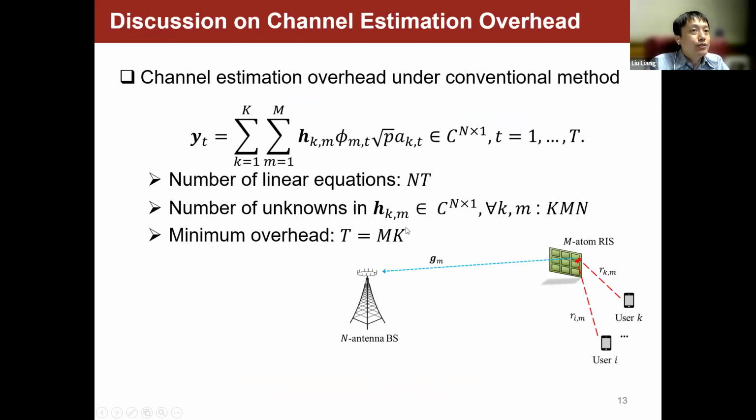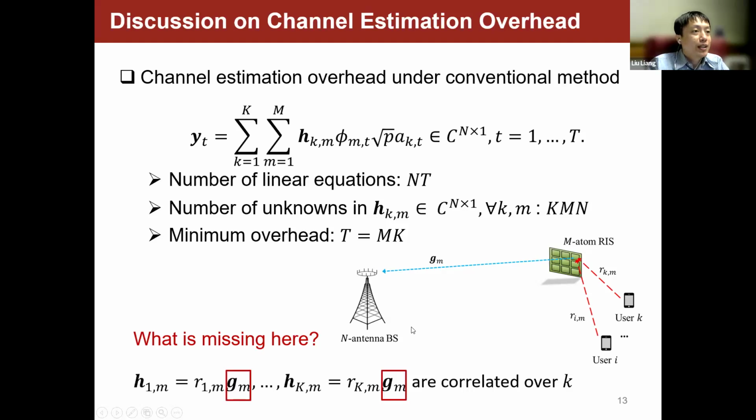And we have shown that in this case, we need to guarantee T is equal to MK, if we view this as a linear system. We have NT equations, and the number of unknowns is KMN. Now we have K users, so overall, there are KMN unknowns in all these cascaded channels. So we need to guarantee T is equal to MK such that the number of equations is equal to the number of unknowns. But this is not the best we can do.